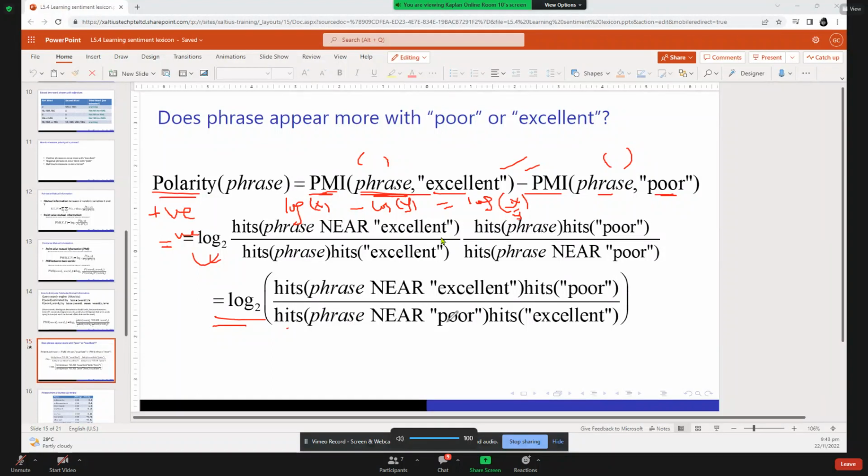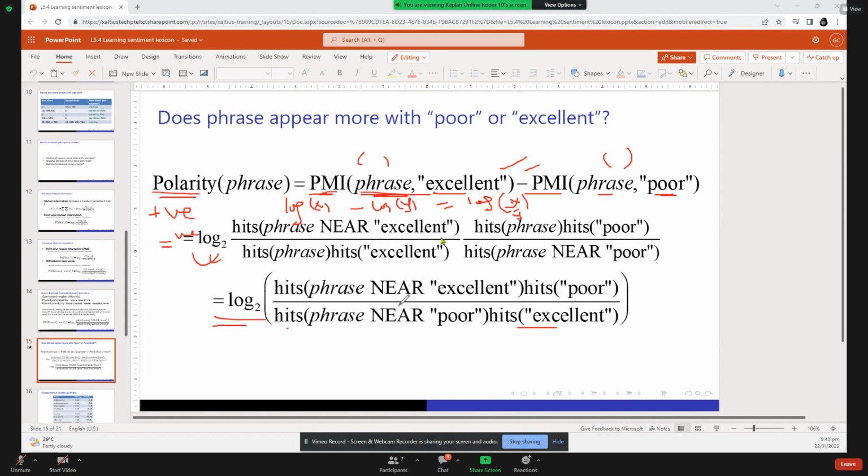Excellent times the hits of poor divided by hits of phrase near poor times hits excellent. Okay, and then you are calculating the log of it. I'll pause here. Do let me know if this part of the formula is okay to everyone. Let me know if it is not okay as well. I will be happy to explain this part to you again.